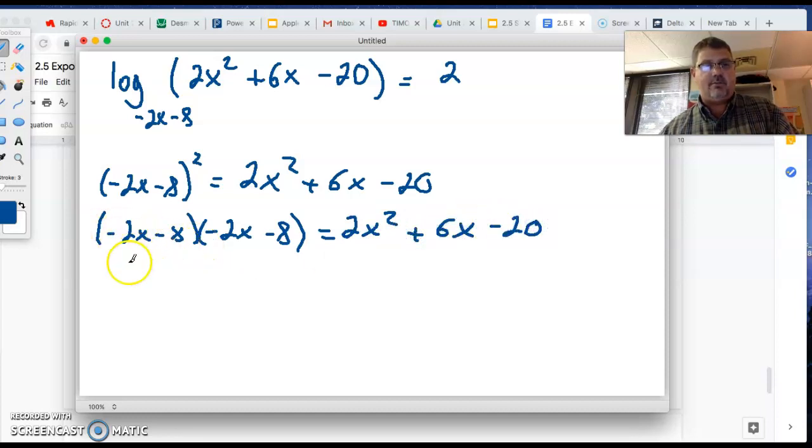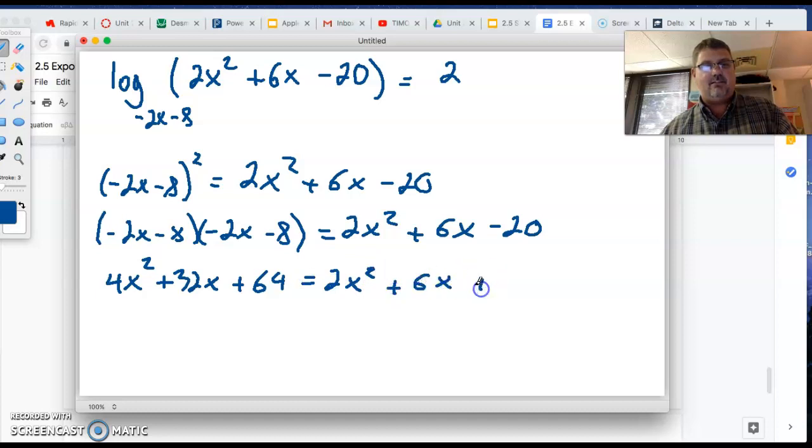All right, so let's do this multiplication. We get 4x squared minus 16x minus 16x is plus 32x, I think, here. And finally, plus 64. And that's equal to 2x squared plus 6x. Oh, that's a minus 20. You don't want to make a mistake. This thing won't work.